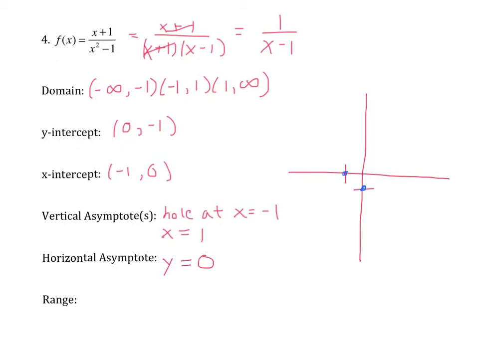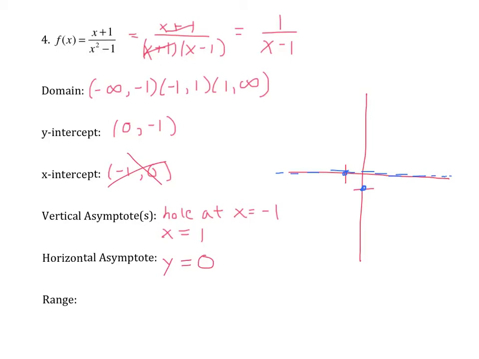Oh, but we have a hole there. And that makes sense because we have a horizontal asymptote at y equals 0. So we can just kind of ignore that. We can't have an x-intercept if we have a horizontal asymptote there.